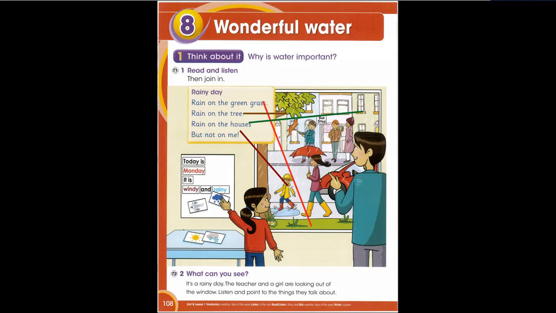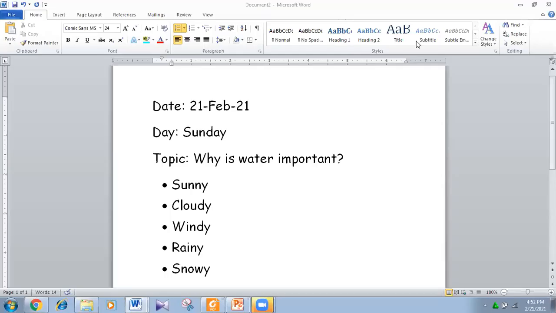Then we can write short sentences like today is Sunday, it is windy and rainy, it is sunny and windy, or you can write, cloudy and rainy. They are different types of weather. So for now, open your notebooks and write with me. What are these five, boys? They are weathers. Sunny, cloudy, windy, rainy, snowy.